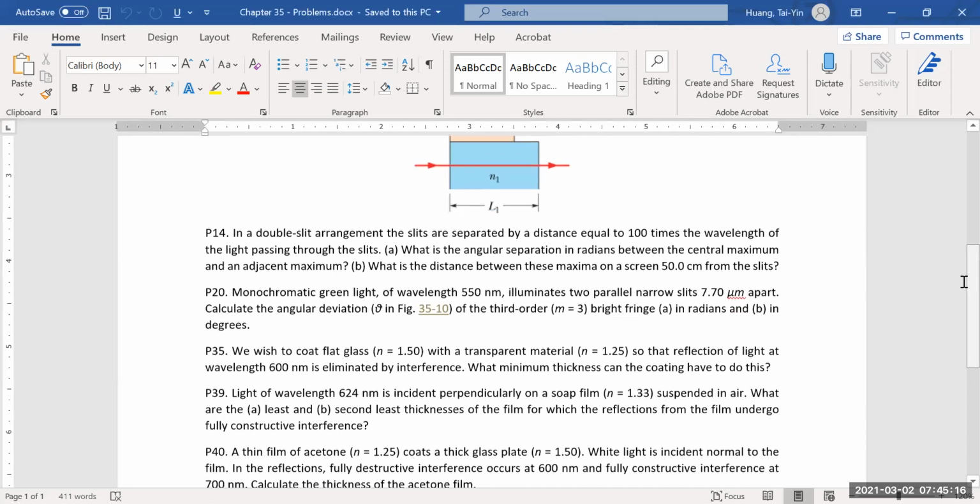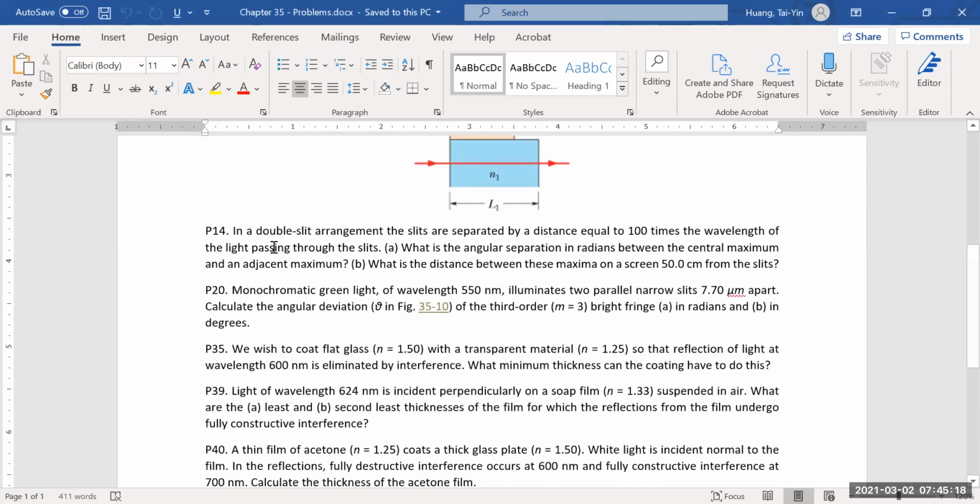If you look at the problem here, it says in a double slit arrangement, the slits are separated by a distance equal to 100 times the wavelength of light passing through the slits. You're asked to find the angular separation in radians between the central maximum and the adjacent maximum. The second part asks you to find the distance between these maxima on the screen, which is 50 centimeters from the slits.